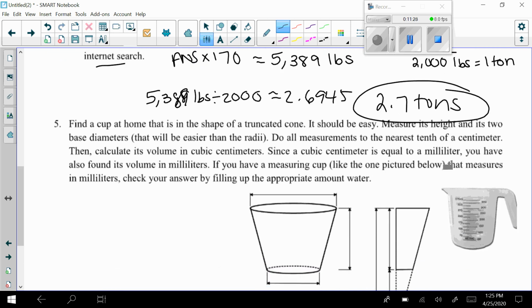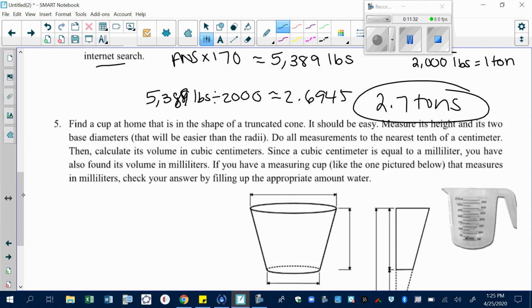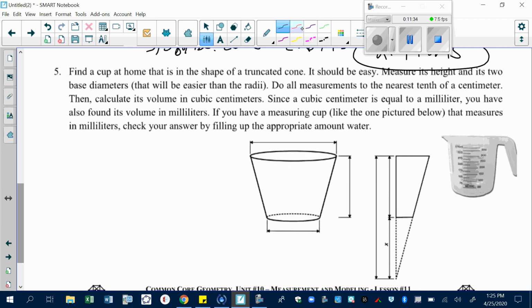Okay, then this last one is basically saying find a cup in your house that's a truncated cone. Hopefully you have one, shaped like this, which is a pretty normal shape. And it wants you to take all the measurements and show it out.